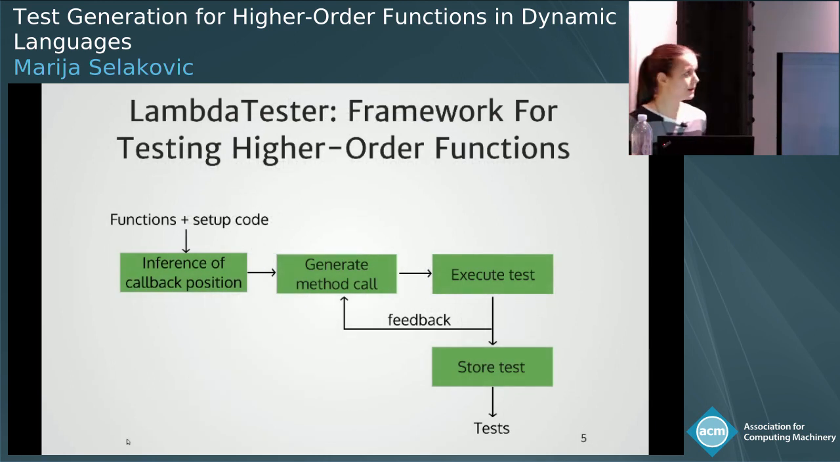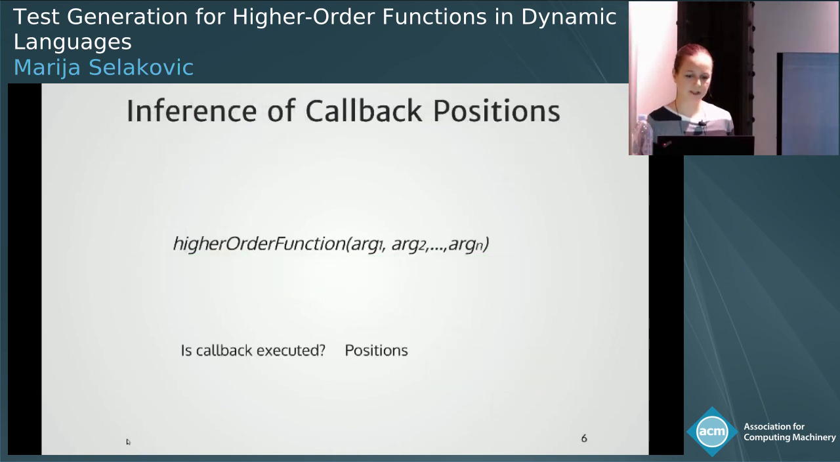In this talk, I'm going to present LambdaTester. That is our solution for testing higher-order functions in dynamic languages. The input to our approach is the functions we want to test, plus optionally some setup code. Setup code in general can be used by a developer to provide some values that could be used in generated tests. The first step of the approach is inference of callback position. The second step generates the tests by using a feedback-directed test generation approach for generating method sequences. Finally, the output is just the generated tests. Let's take a closer look at each step.